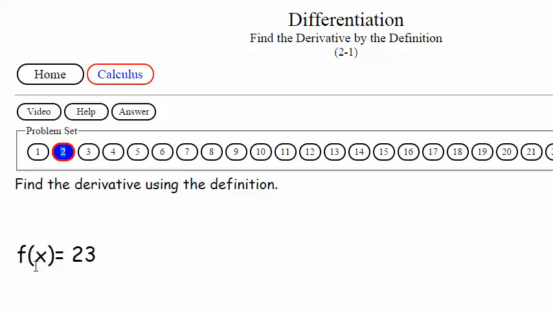We have the function f of x is equal to 23. So if we were to graph this out, it's just a straight line all the way across. Okay, and that might be important. So f of x is equal to 23. Let's move right over here and take a look at that.